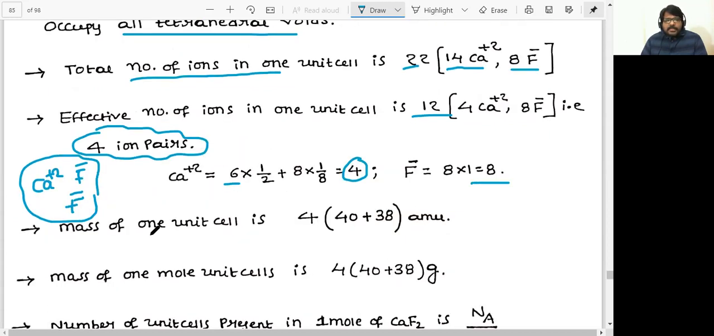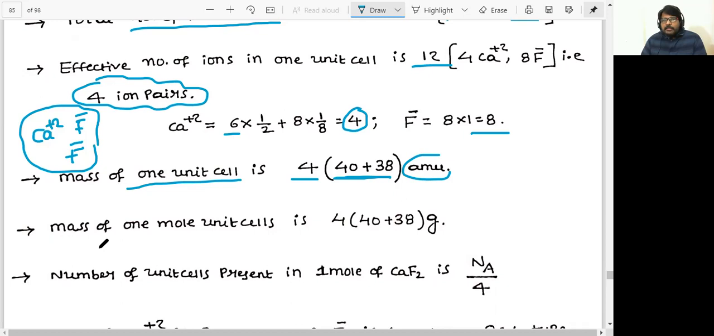And the mass of one unit cell of calcium fluoride, the fluorite unit cell: calcium mass is 40, fluorine mass is 19, and here there is one calcium, which is 40, and 2 fluorines, that is 38. So the formula mass of calcium fluoride is 78, and 4 such ionic pairs are present, hence it is 4 times 78. That is the mass of one unit cell.